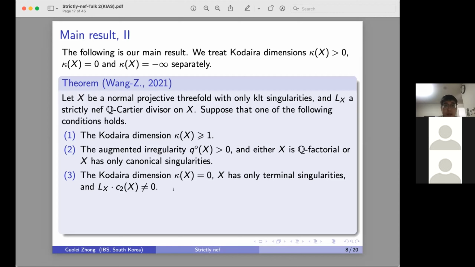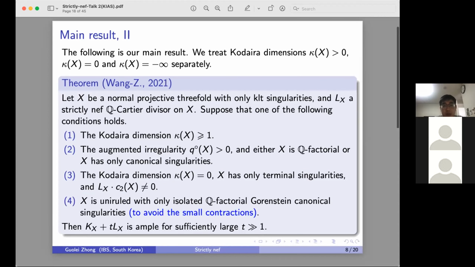Okay, so this is the case for kappa_X equal to 0. And finally, it is about the uniruled case, where we need Gorenstein canonical singularities. These conditions make sure there does not appear any small contractions when we run the minimal model program. For the first, second, and third parts, we can deduce the ampleness of K plus tL_X directly, by some calculations. But for point 4, when X is uniruled, we need to run the minimal model program. I will explain this later on.